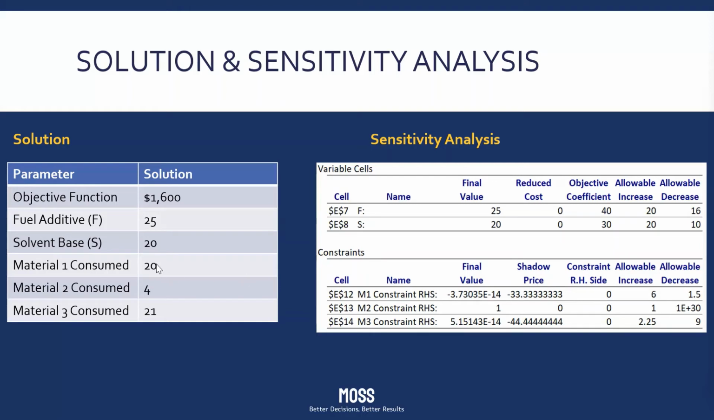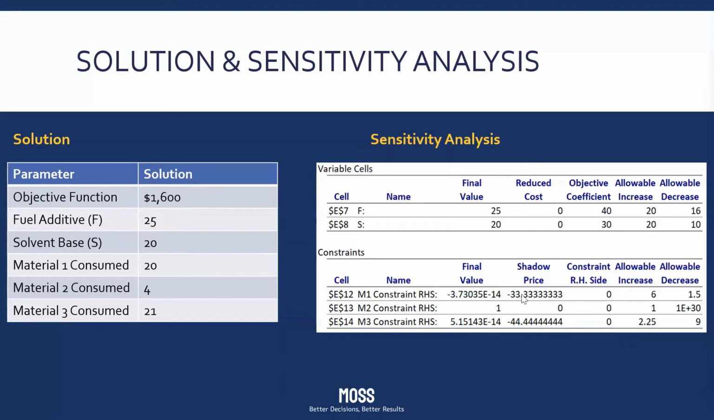And because we consumed all of material 1 and all of material 3, those are actually constraining the problem. So if we had more material 1 or more material 3, we could make more product, and therefore we would have a higher objective function than 1600. So how would that objective function change if I had an additional ton of material 1?